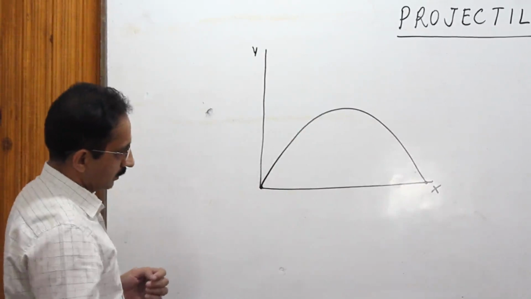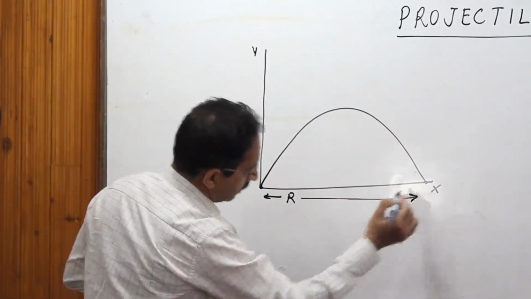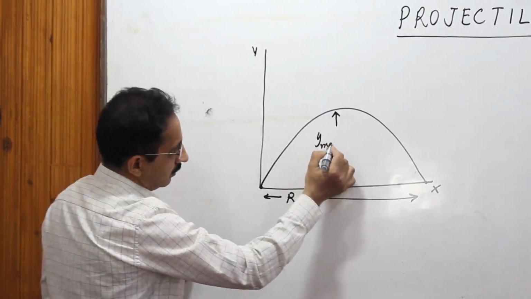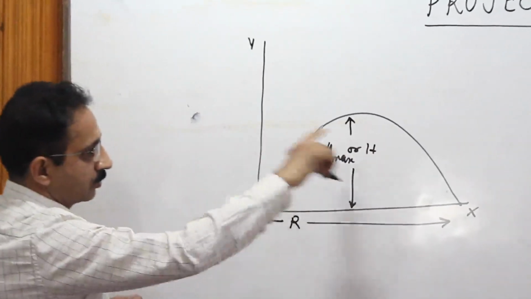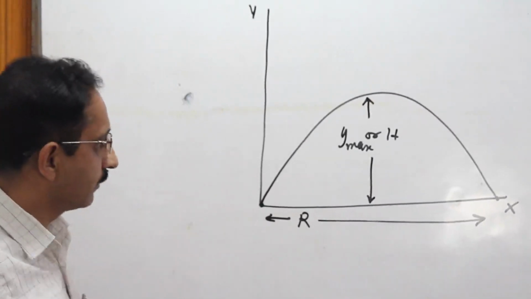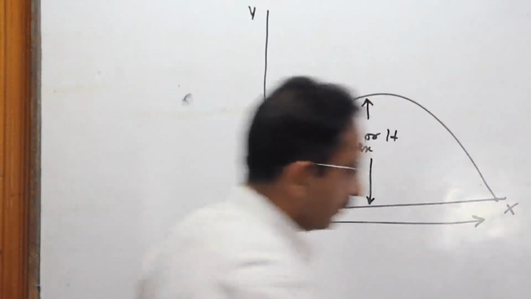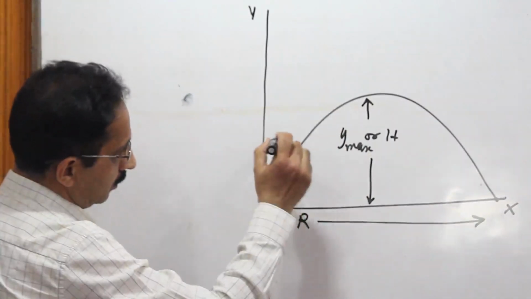We have the range of the projectile, the horizontal distance. We have y maximum, or the height of the projectile, and the total time taken by the projectile in air is the time of flight, t. Then we started with an initial velocity v0.